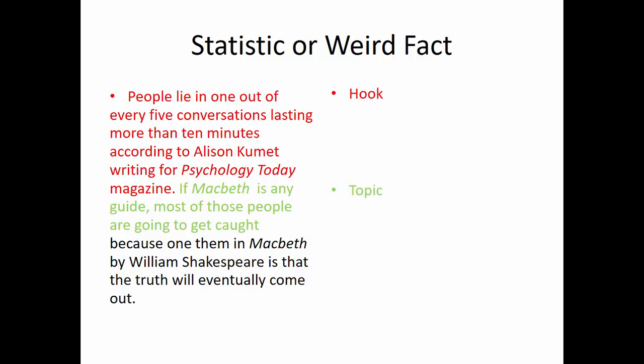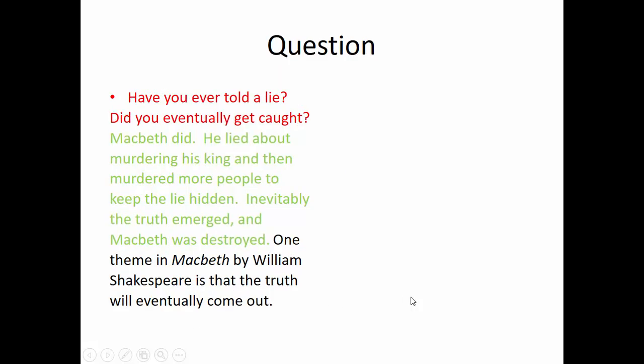If Macbeth is any guide, most of those people are going to get caught. So we connect our topic with this statistic. And then we'll give our thesis. One theme in Macbeth by William Shakespeare is that the truth will eventually come out. How about a question? Hook. Have you ever told a lie? Did you eventually get caught? And then the topic. Macbeth did.